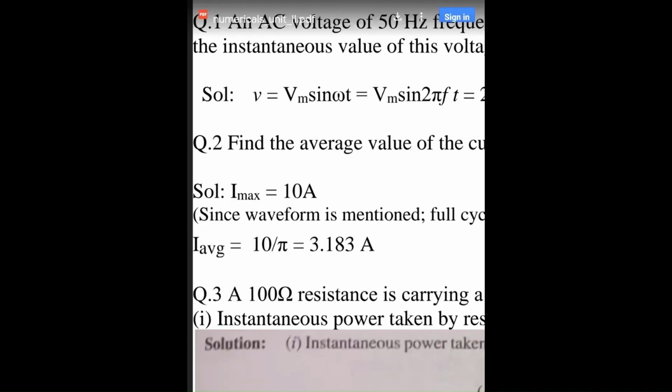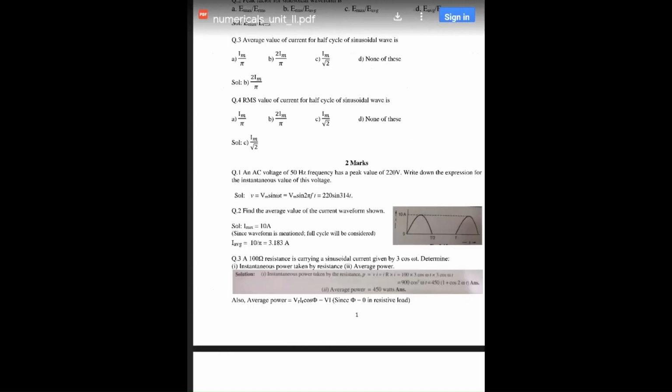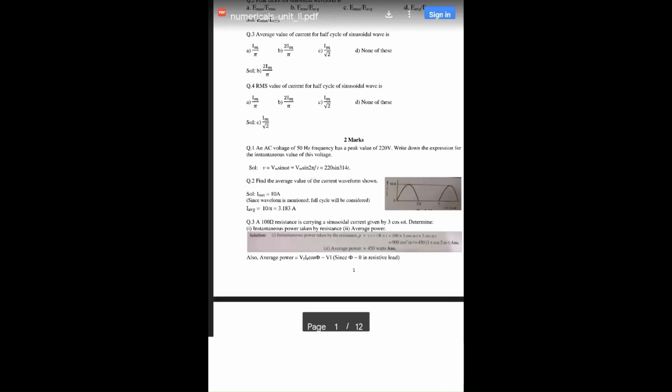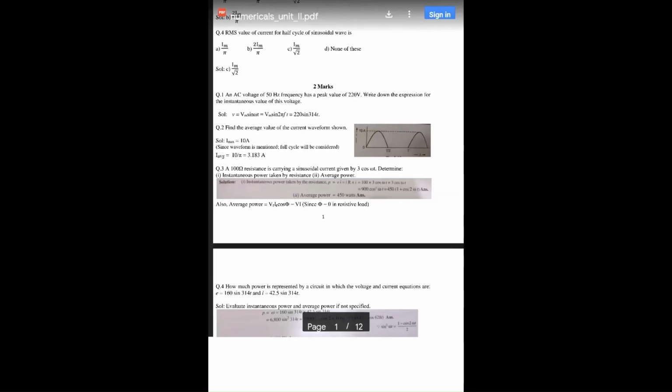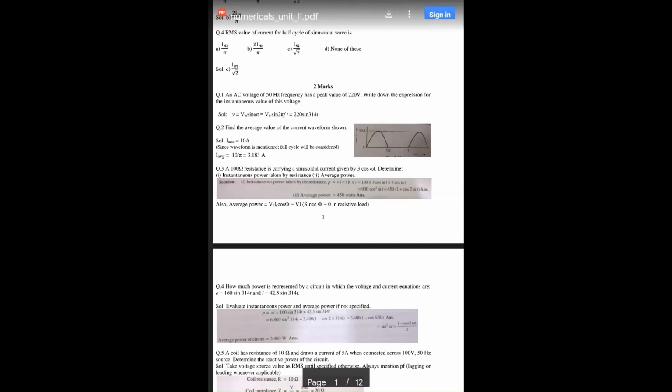So the next question is, find the average value of the current from the waveform shown. Here the tricky part is that the half cycle or full cycle is not given. It is not given whether we have to calculate the average value for the full cycle or half cycle. Okay, so what is the average value of the current?